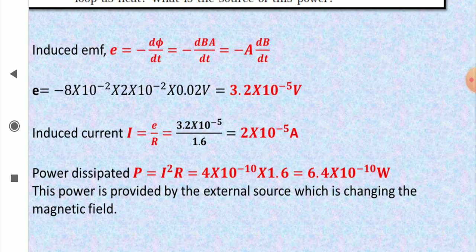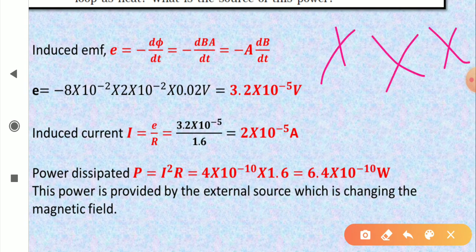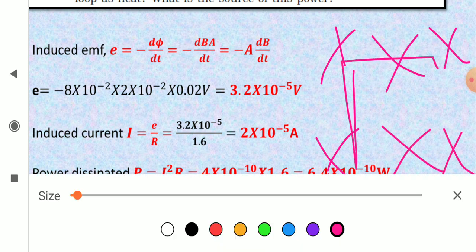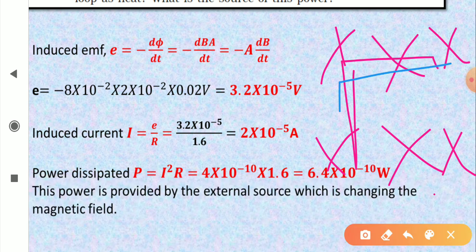Here what is given is the magnetic field as such is changing and the conductor is totally closed. It is not changing its position. It is stationary. Magnetic field is being changed here, right? And the resistance of this loop is given.